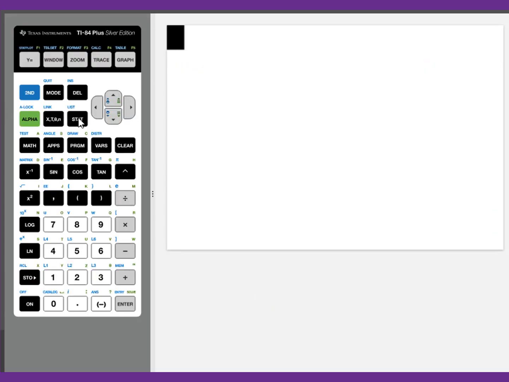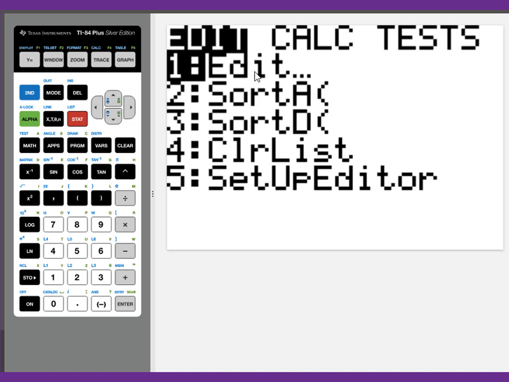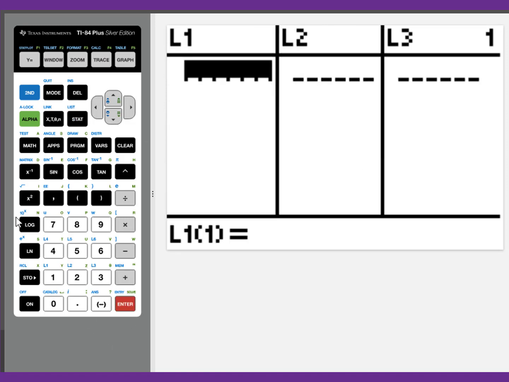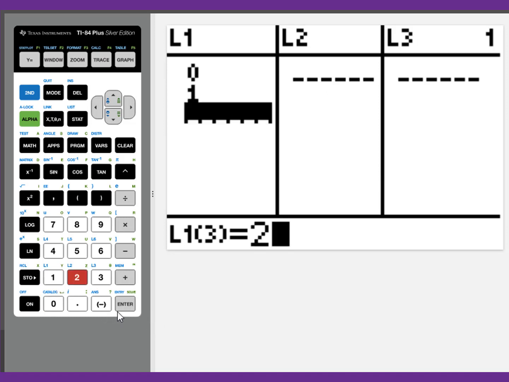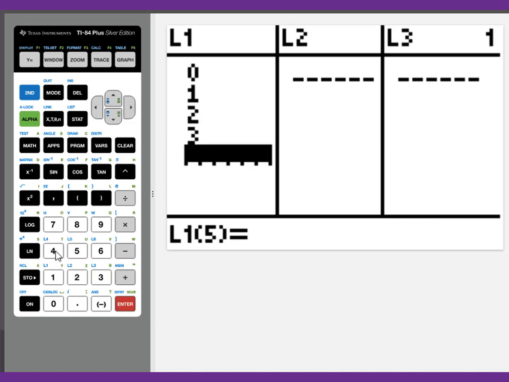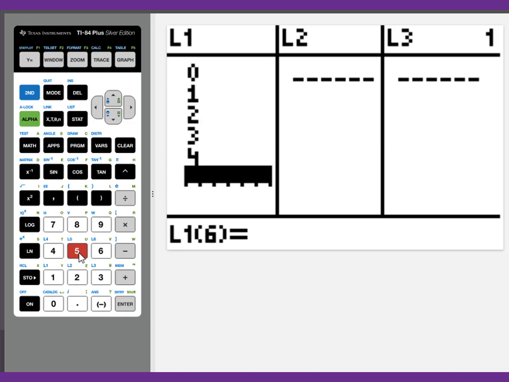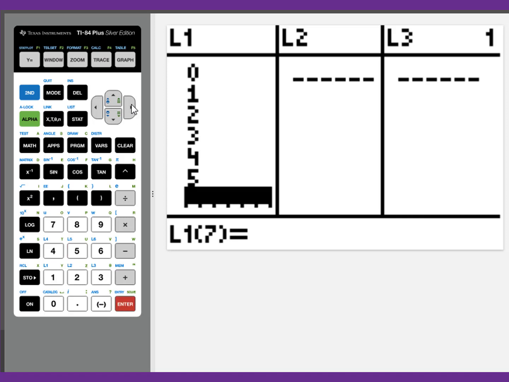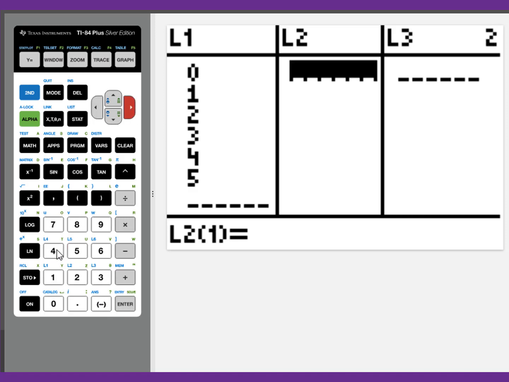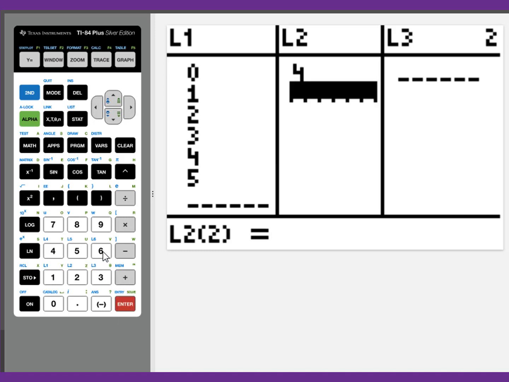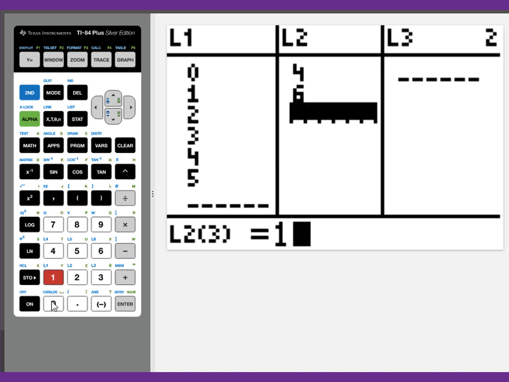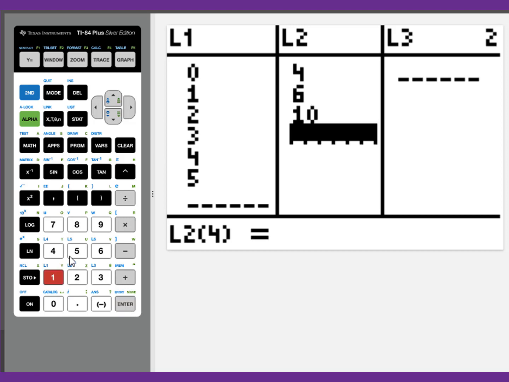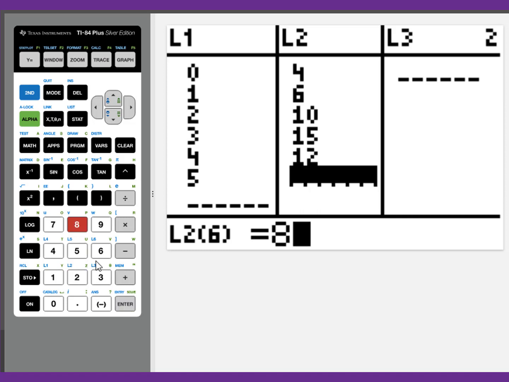First of all, we will press stat, then go to edit. We press enter. L1 will be 0, 1, 2, 3, 4, and 5. For L2, you need to put the frequency. It will be 4, 6, 10, 15, 12, and 8.